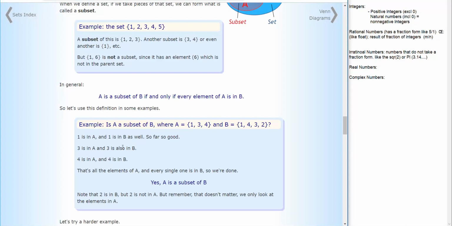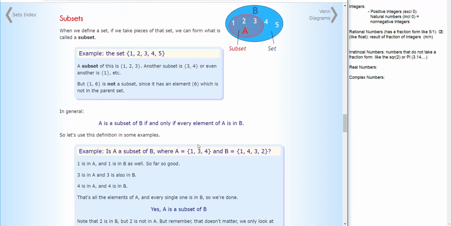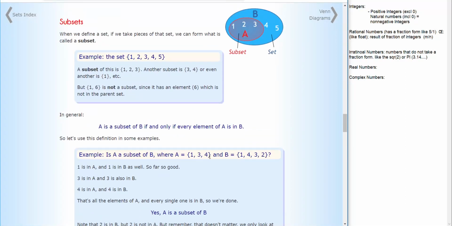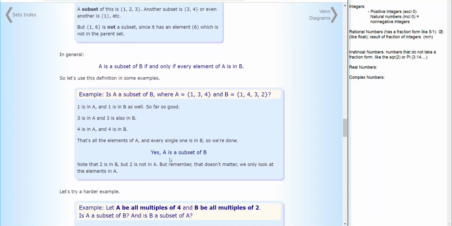Going through some examples here. Is A a subset of B where A equals 1, 3, and 4, and B equals 1, 4, 3, 2? Yeah, that's a subset. 1 is in A, 3 is in A, 4 is in A. So yeah. 2 is in B, but not in A. But remember, that does not matter. We only look at the elements of A.